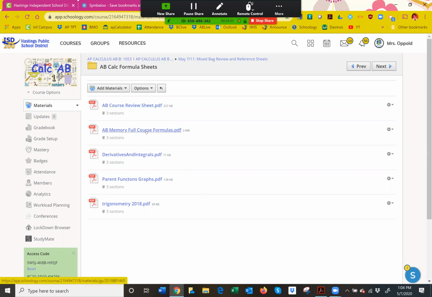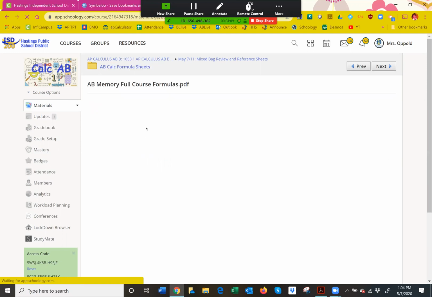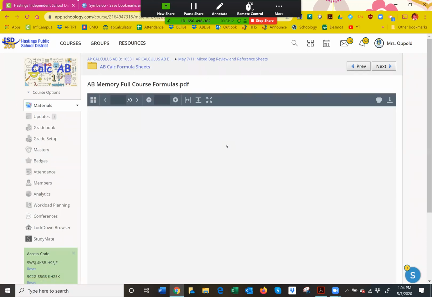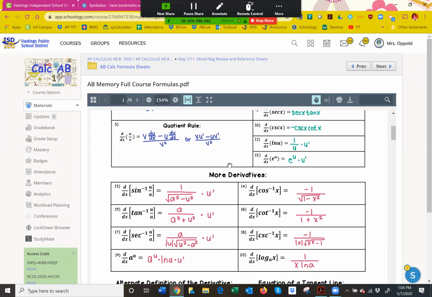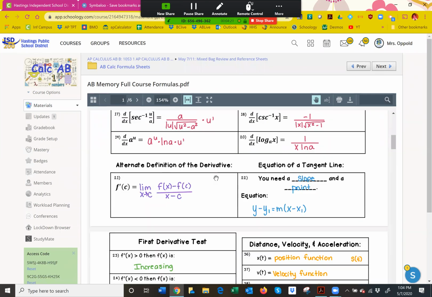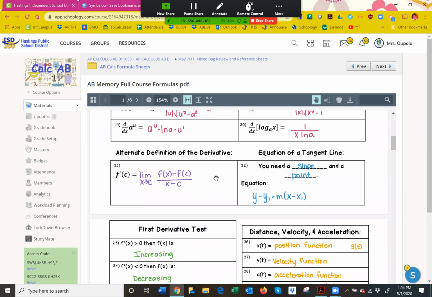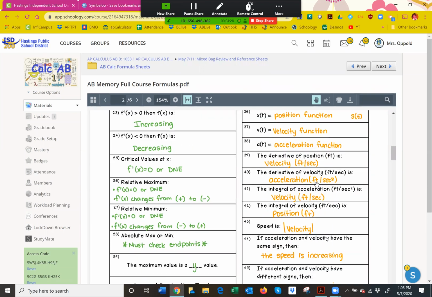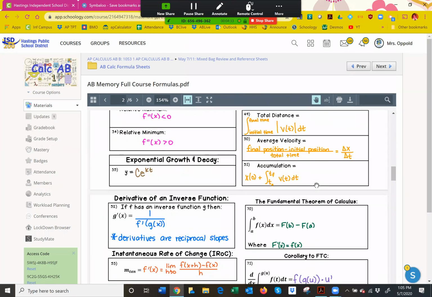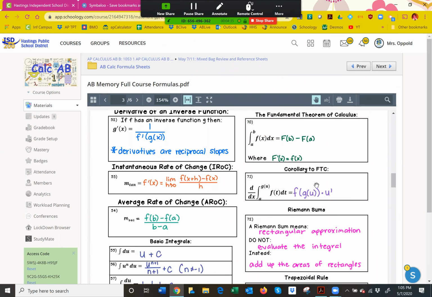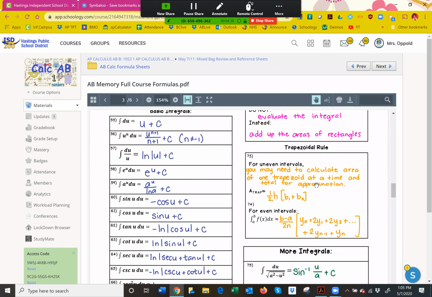And then there's these two review sheets that I've pulled off of my AP blog. This one is a few pages long, but it's actually excellent. It has all the derivative stuff, quotient rule, more derivatives, the inverse tan stuff, alternate definition of a derivative, equation of a line. I mean, it walks through all of it. I gave you the filled out version, but I also could put up the blank version if you would rather see that or fill it in yourself.